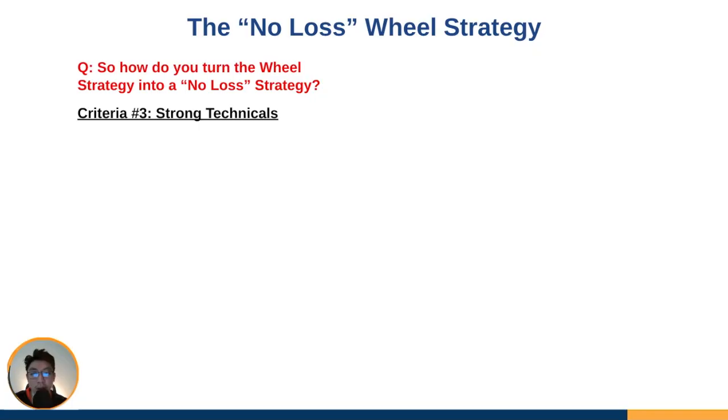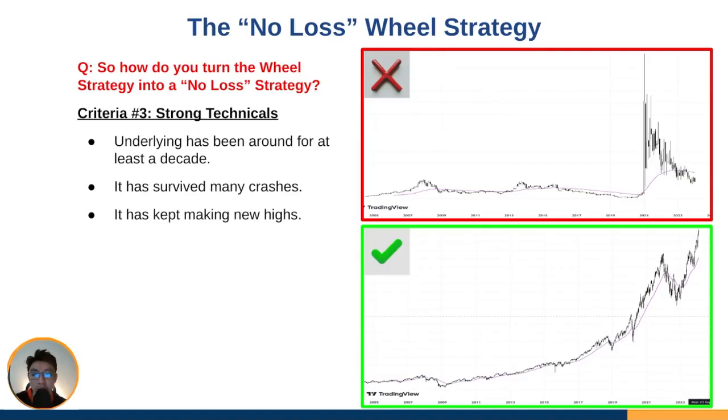Now let's get on to criteria number 3, and that is to have strong technicals, right? So if you have a fundamentally good stock and you have implemented the vertical diversification, it's still not really enough, because you also want to look at strong technicals. So what are strong technicals? Strong technicals basically means that you want to look at the chart and go back at least a decade, right? So first off, again, you want to see that the underlying has been around for at least a decade, and that it has survived many crashes.